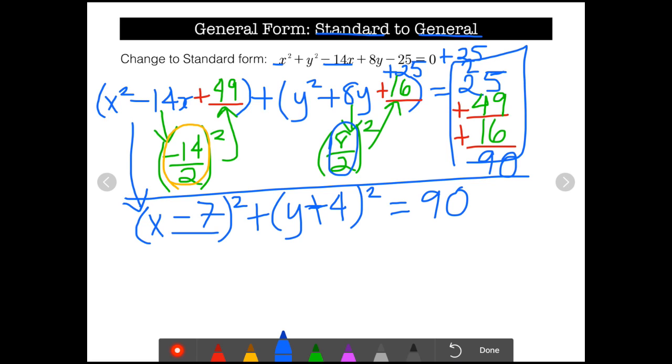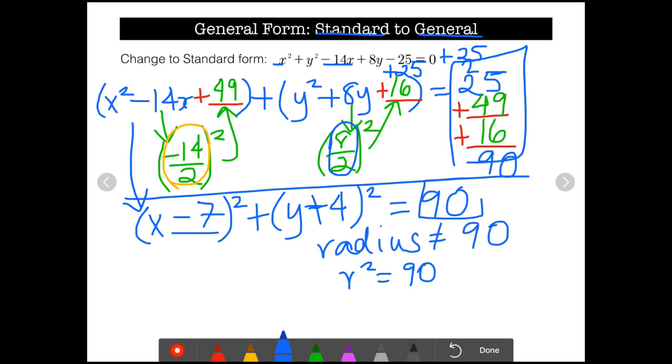Okay, so a couple things I would like to say here. If the question asks for the radius, we're not going to say that it is 90. That is not correct, because remember that r squared is what 90 is supposed to be, right? This part was r squared. So if r squared is 90, then the radius alone is r equals the square root of 90, which I'm sure simplifies a little bit better, but I'm going to leave that alone for right now.